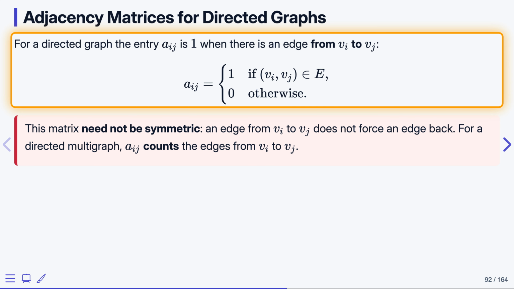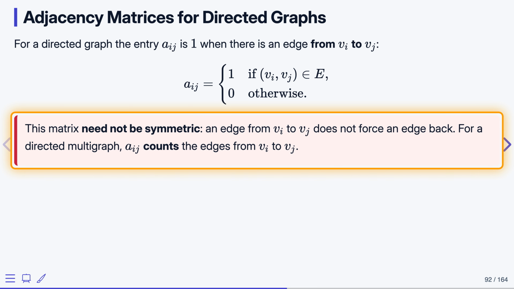We can also store a directed graph in a matrix. Here direction matters. The entry a sub ij is 1 when there is an edge that starts at vi and ends at vj. If there is no such edge, the entry is 0. Because direction matters, the matrix is usually not symmetric. There may be an arrow from vi to vj and nothing coming back, and then those two mirrored entries differ. For a directed multigraph, the entry simply counts how many arrows go from vi to vj.